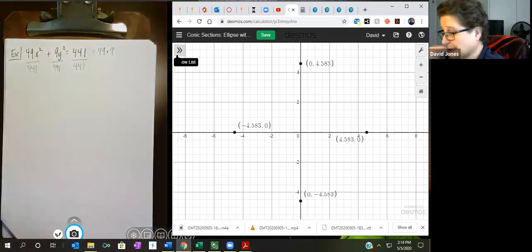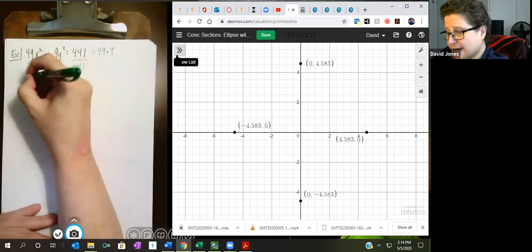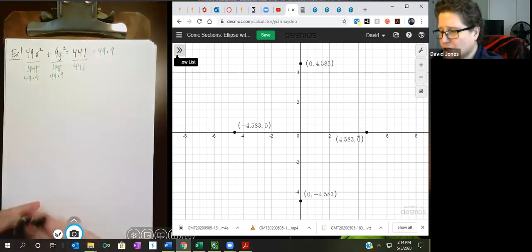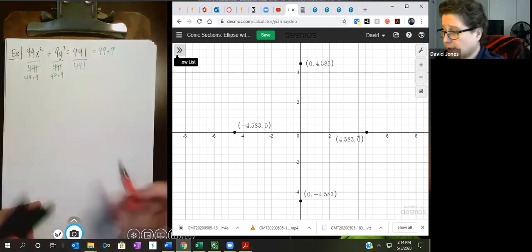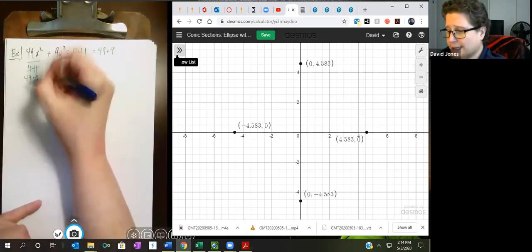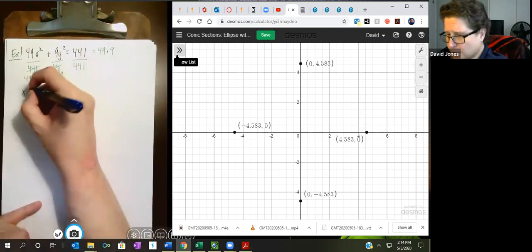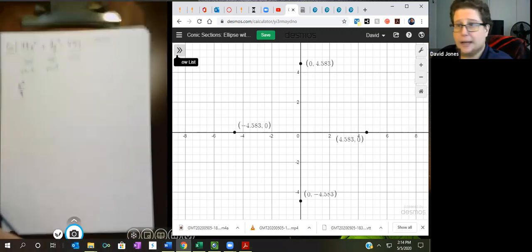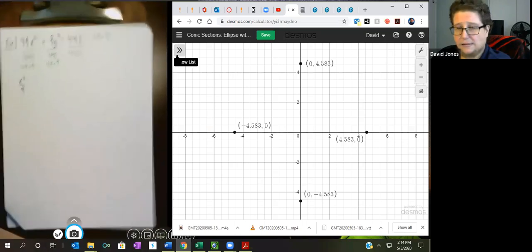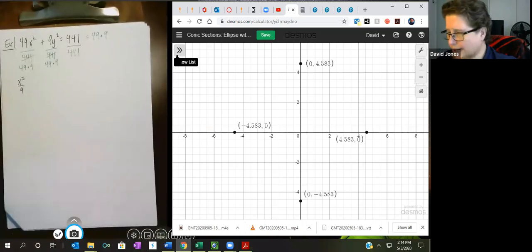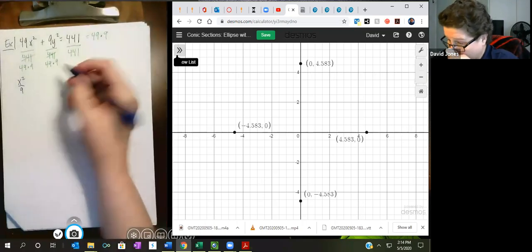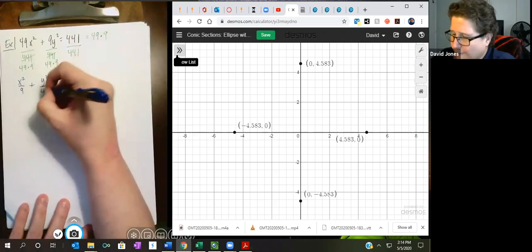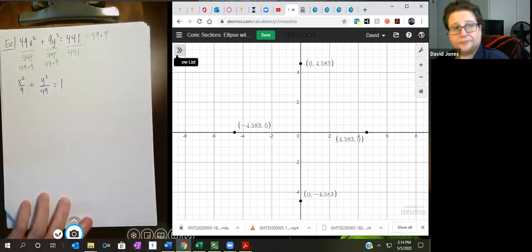Which means I can replace that with 49 times 9, and I can replace that with 49 times 9. And then just cancel what I need. In this equation here, the 49s cancel. I'm left with x squared over 9. Oh, sorry. Earthquake. The y terms, the 9s cancel. I'm left with y squared over 49, and the right side's 1.